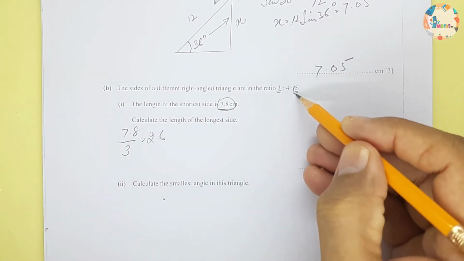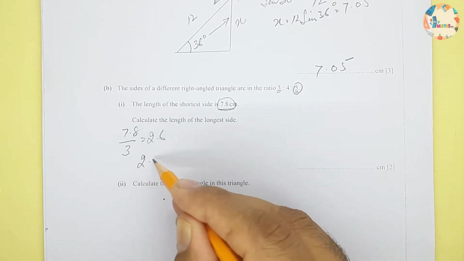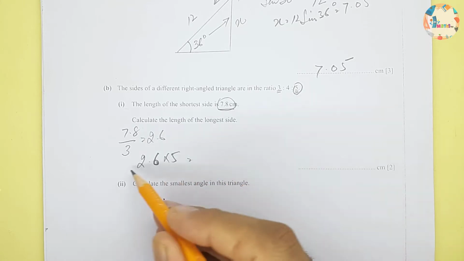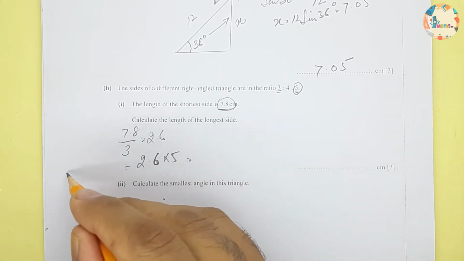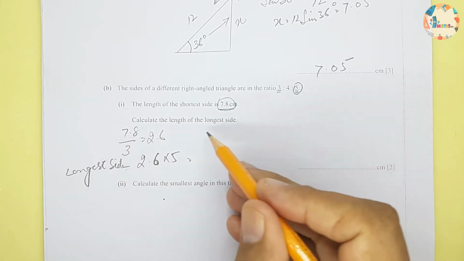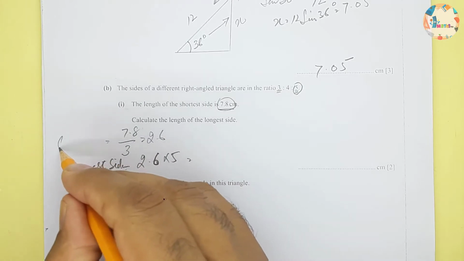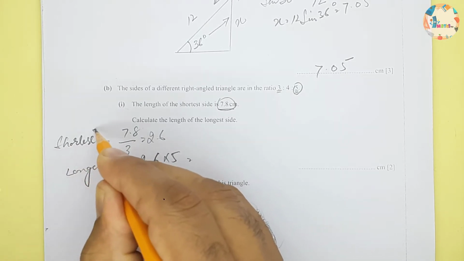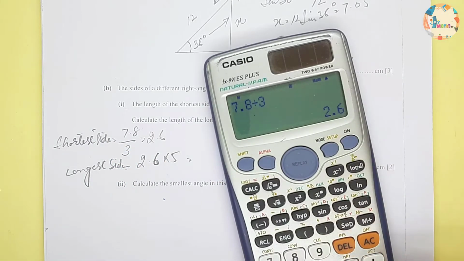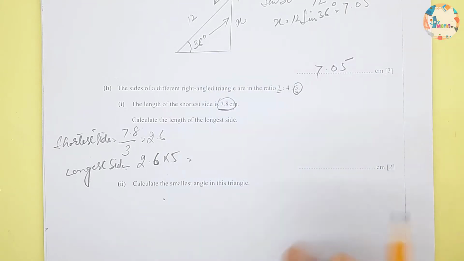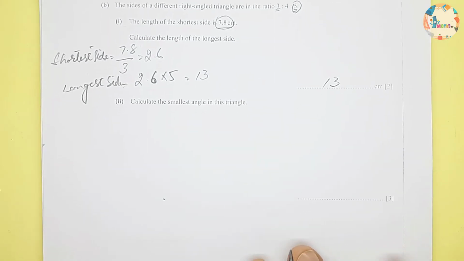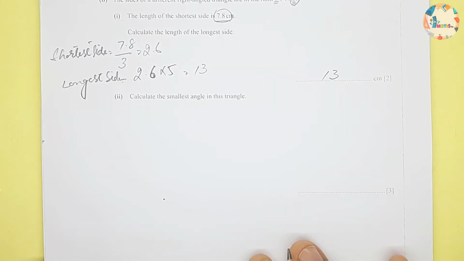Now 2.6 will be multiplied by 5 to get the lengthier side. So 2.6 multiplied by 5, this will be the longest side, so we can write here longest side, and this one is the shortest side. So 2.6 multiplied by 5 will give us 13, so 13 centimeter will be our answer. Calculate the smallest angle in this triangle.